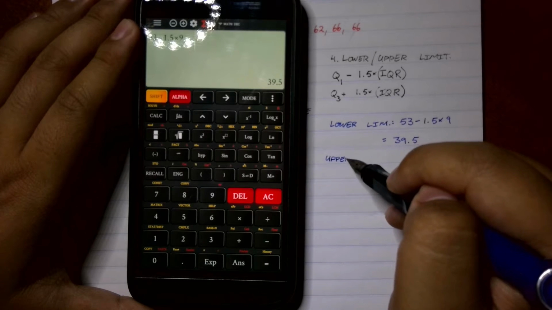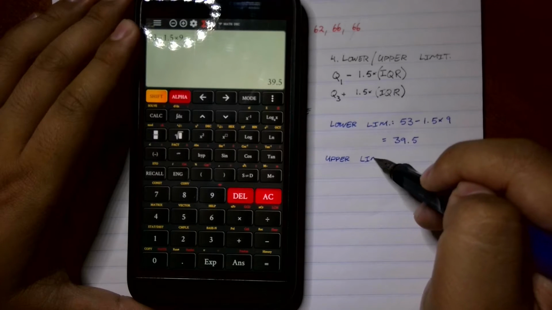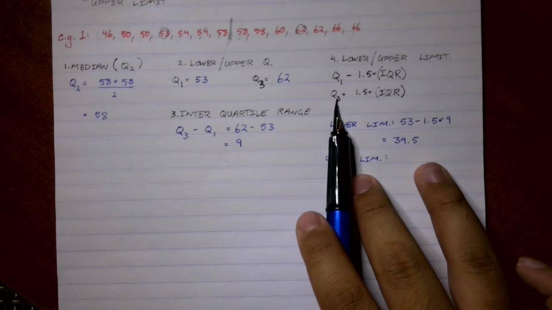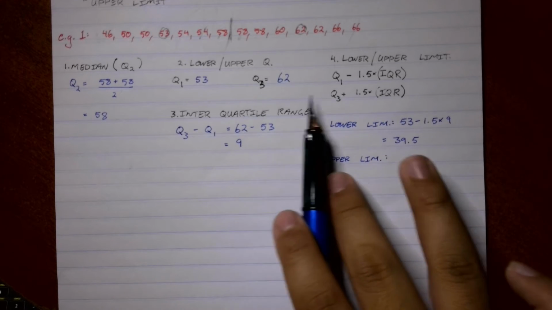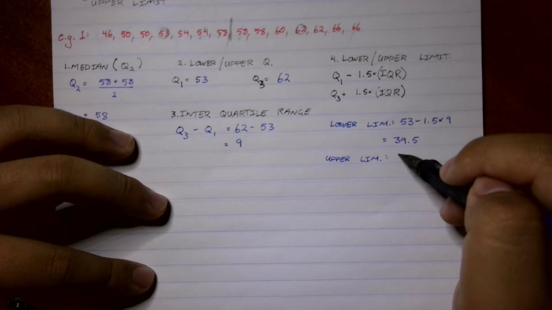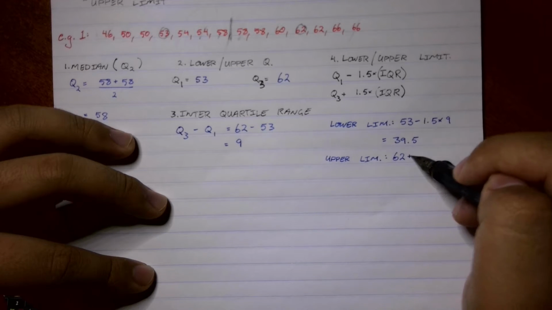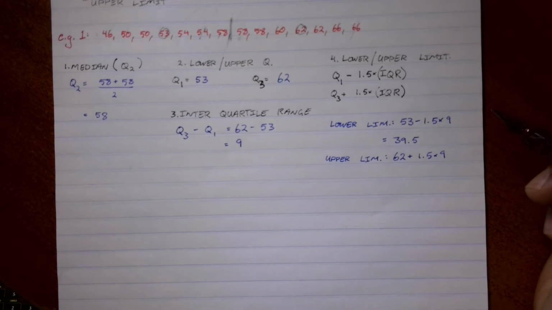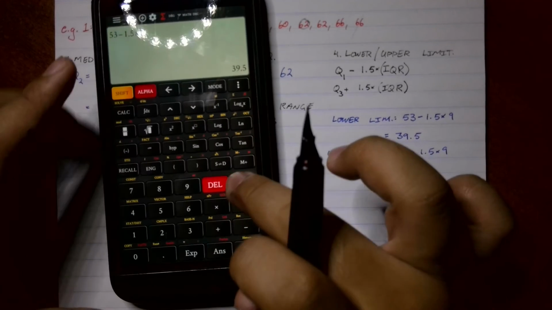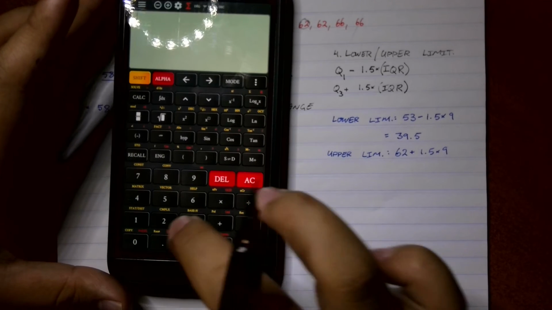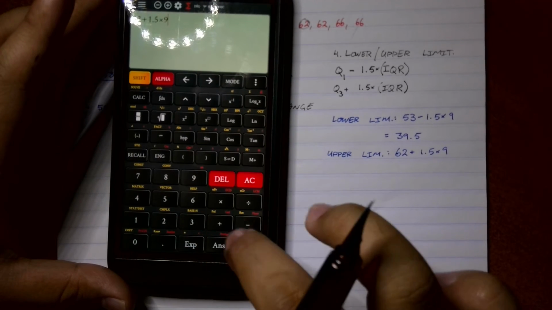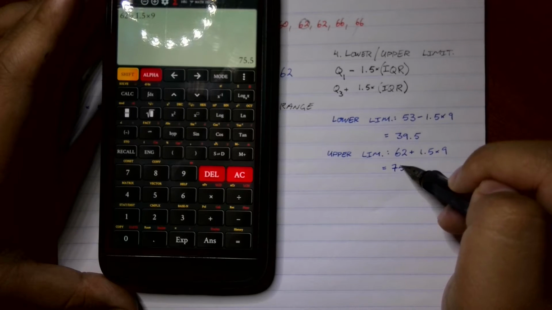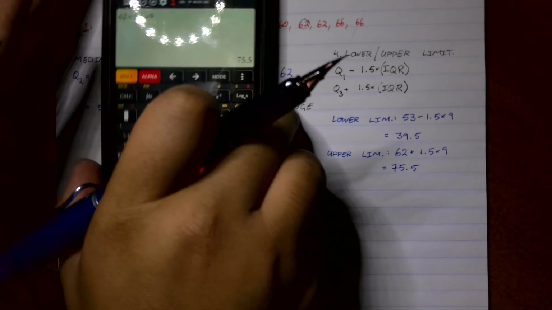And the upper limit, we take the upper quartile, 62, and we add 1.5 times 9. Let's calculate that. 62 plus 1.5 times 9 gives us 75.5.